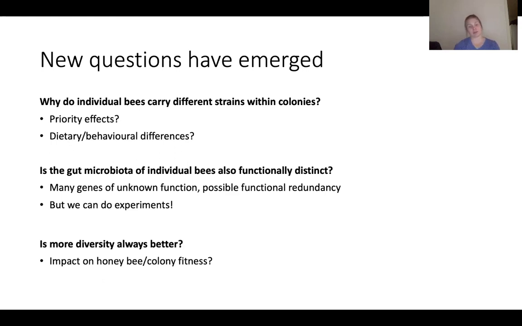And finally, we are also wondering whether this difference in diversity that we see between Apis mellifera and cerana has any fitness consequences. Is it good for the honeybee to have a more diverse community? For example, by having more different genes to use for carbohydrate metabolism? We really don't know at this point.